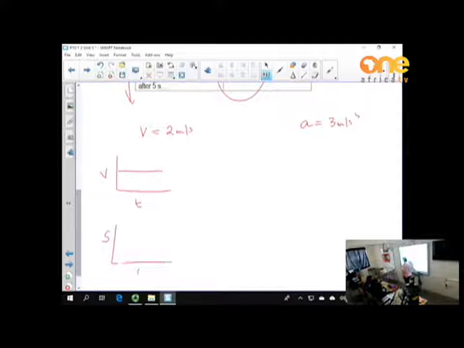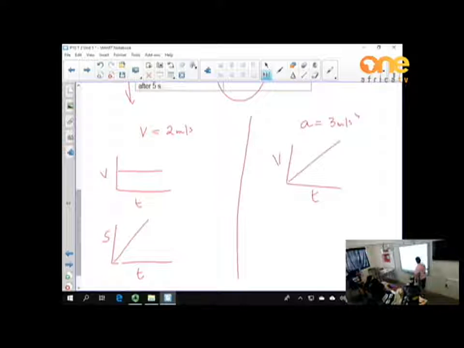Distance time graph would look like that. Are you with me? Okay. But when we are accelerating, now my speed time graph is going to look like that because I'm going to go faster and faster and faster and faster. Okay. And we will find that the displacement time graph is going to be an exponential graph.